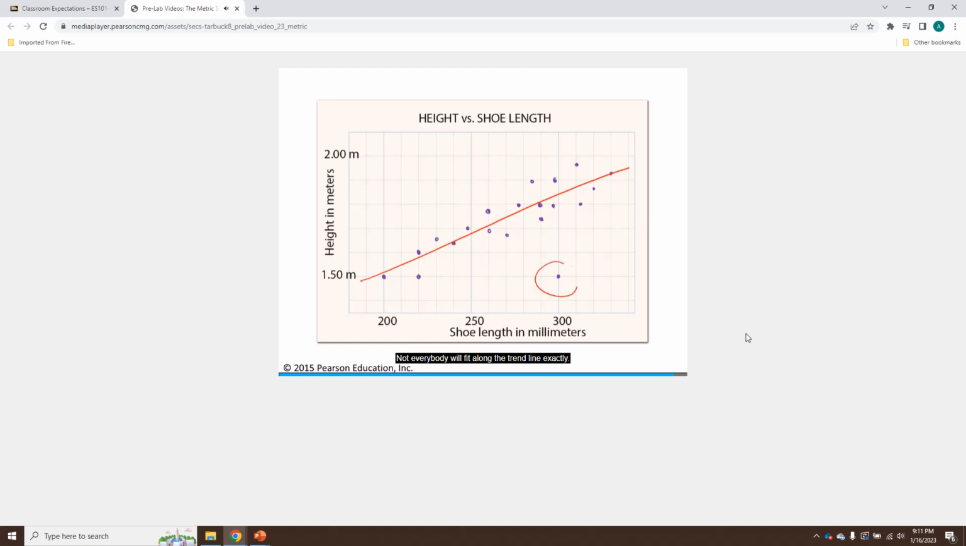Not everybody will fit along the trend line exactly. Some people are going to have relatively large feet for their height. Other people might have relatively small feet for their height.